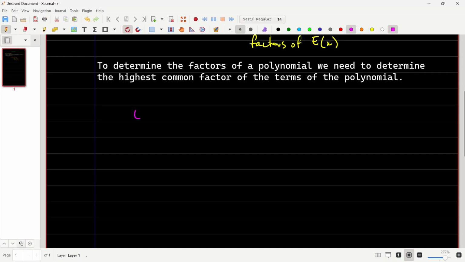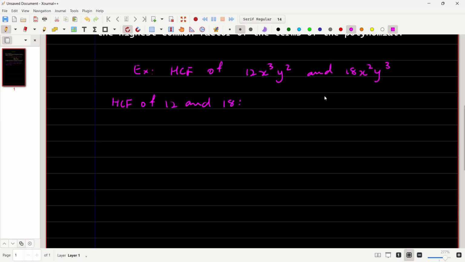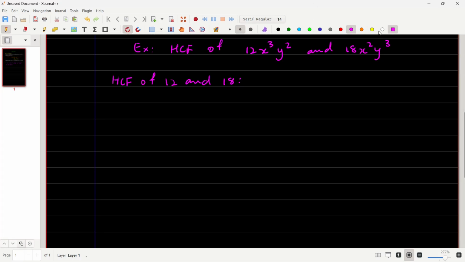Let's say, for example, we're required to find the HCF of 12x cubed y squared and 18x squared y cubed. The first thing you want to do is you want to find the HCF of 12 and 18. Now, just a quick reminder, there are two methods that you can go about doing to solve this, and I'll do both of them now.